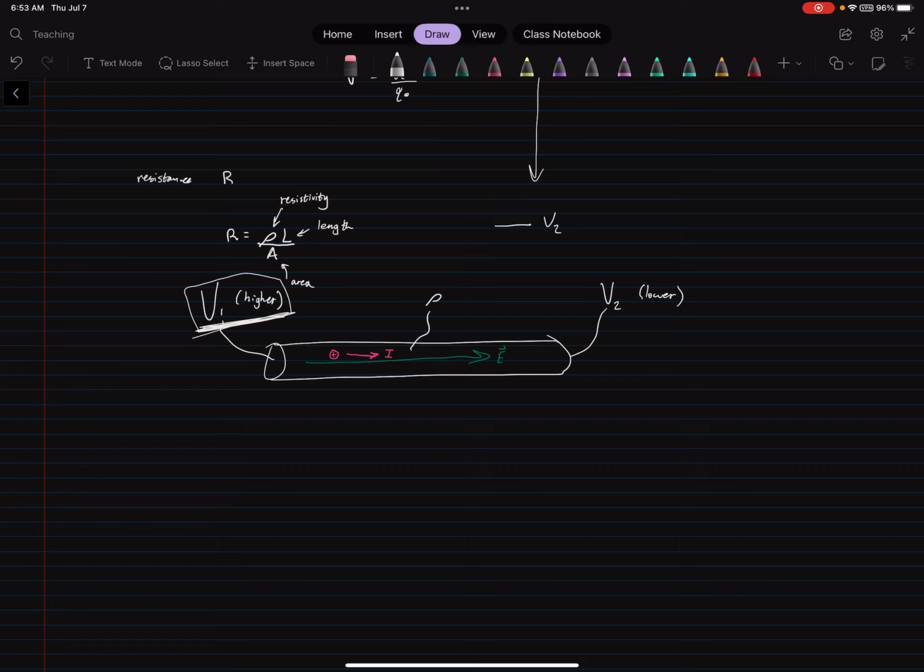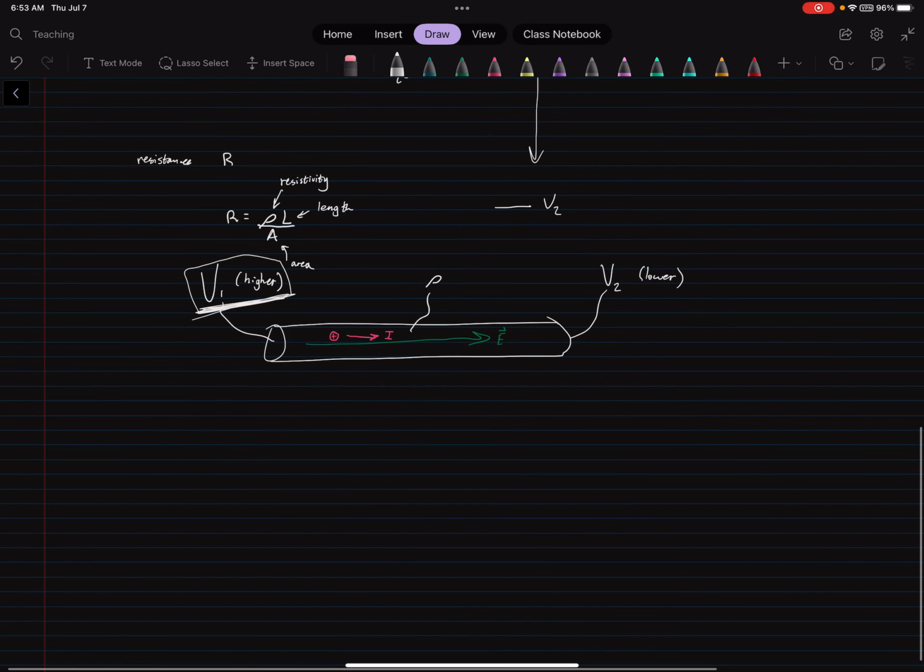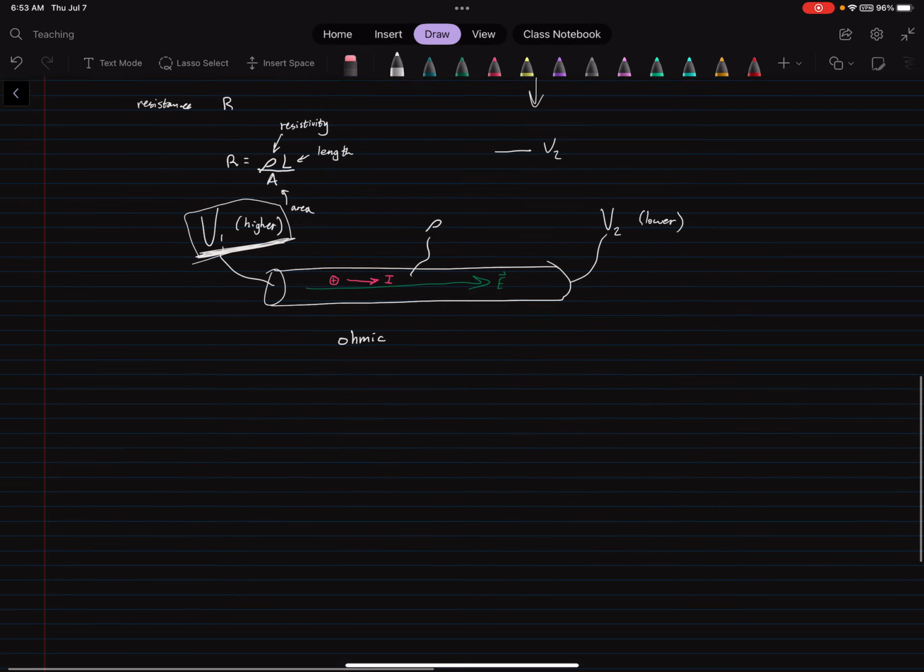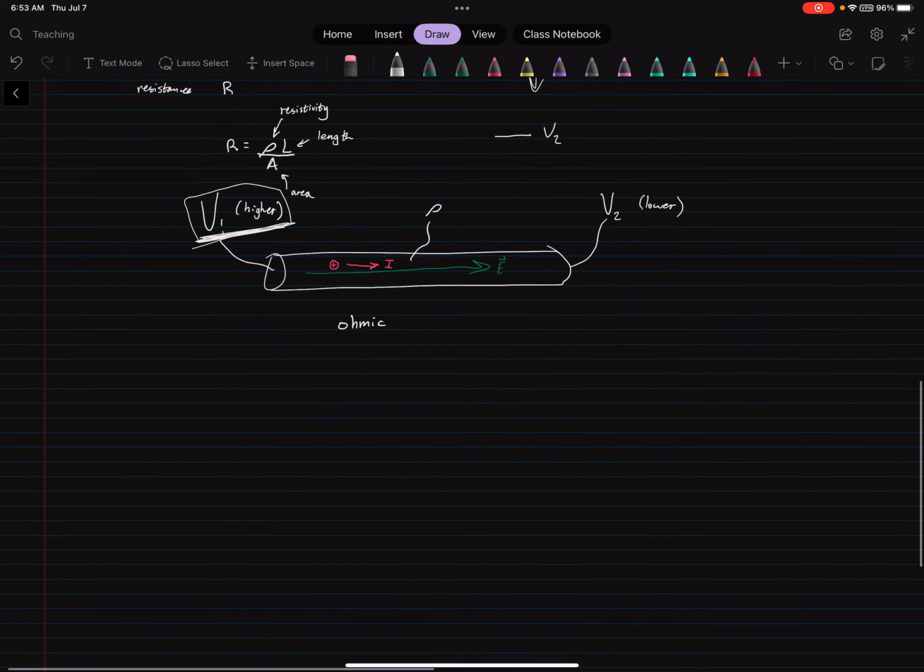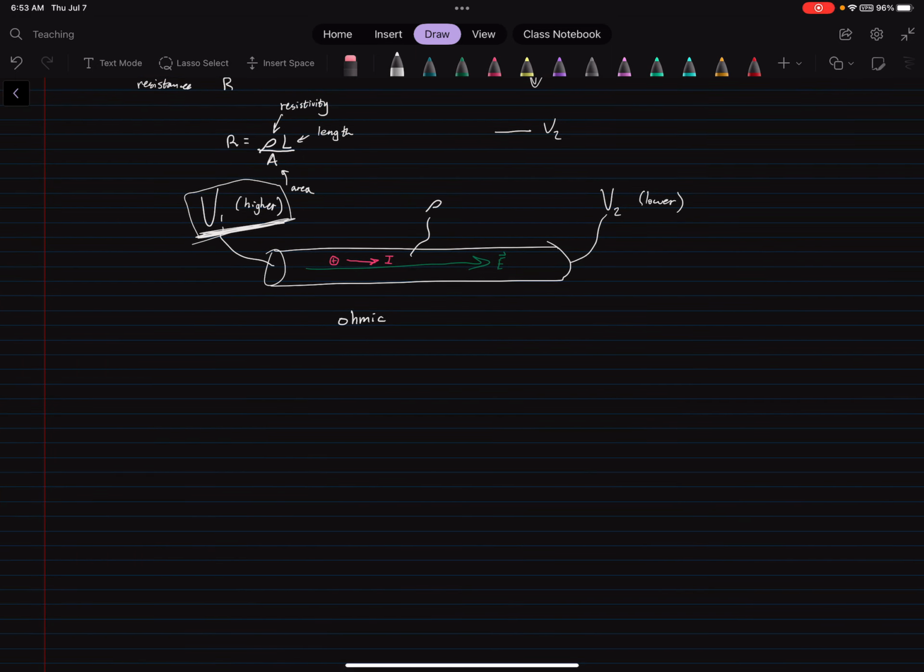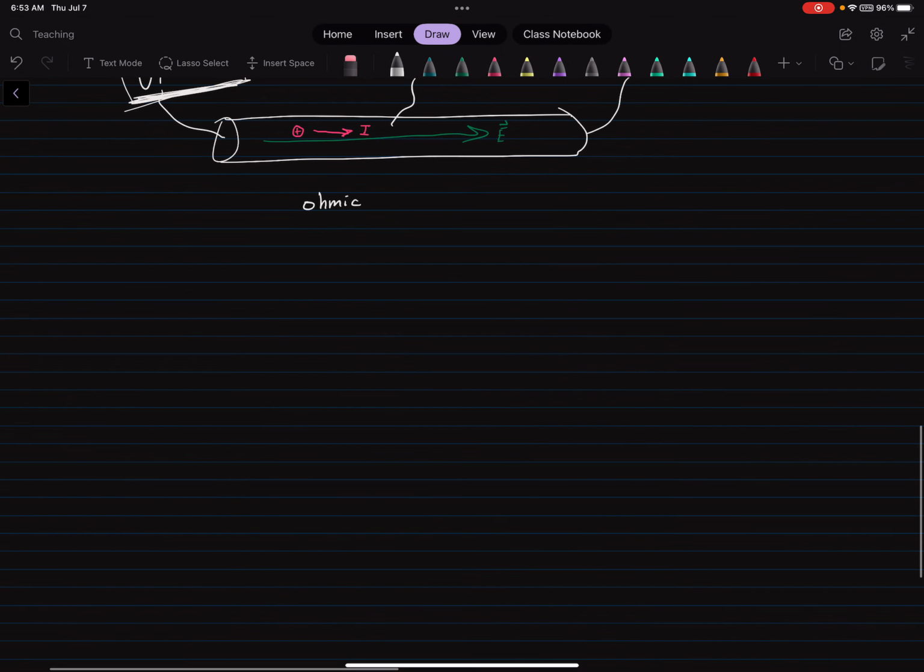And that is said to be that they are ohmic. If their resistivity is about the same regardless of the potential difference connected to either end of them, then a material is ohmic. And if that's the case, then the following relationship between voltage, current, and resistance applies. And this is a big one, so I'm going to write it nice and big. V equals I R. Big one.